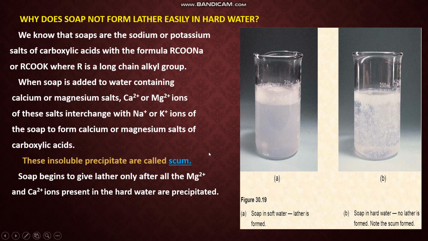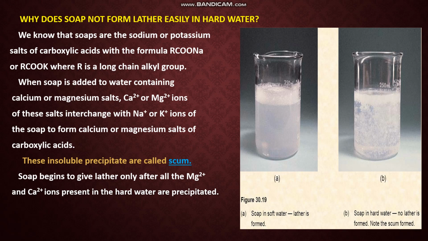So soap begins to give lather only after all the Mg2+ and Ca2+ ions present in the hard water are precipitated. That's the reason it is not readily giving lather. Once all the magnesium and calcium ions present in the hard water get precipitated, only after that does soap begin to give lather in the case of hard water. So a large amount of soap is required here to give the lather. So how can this problem be overcome?